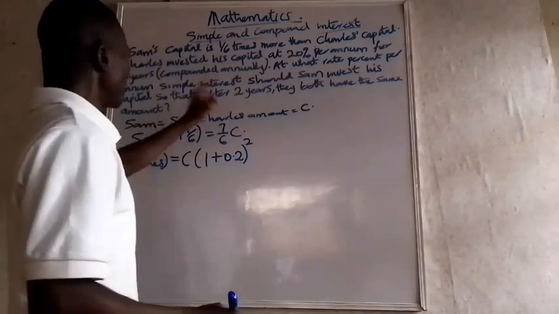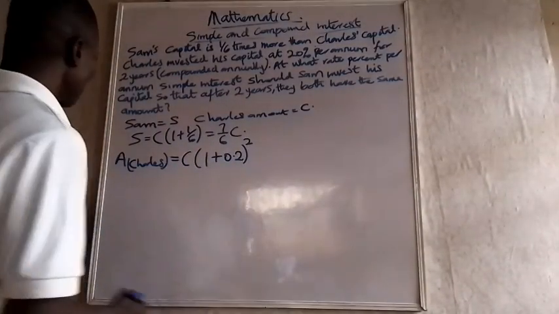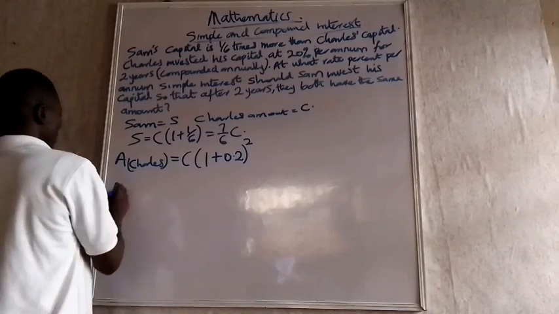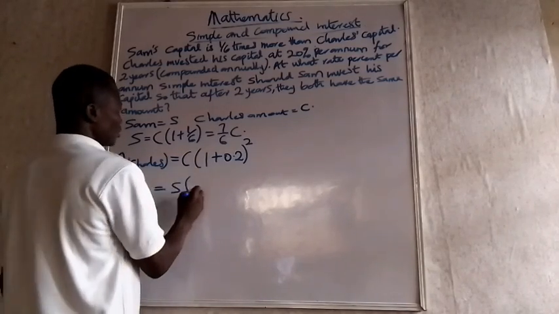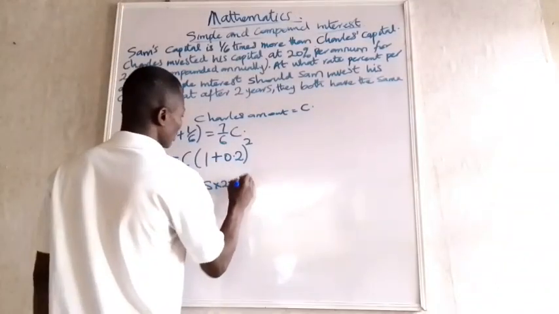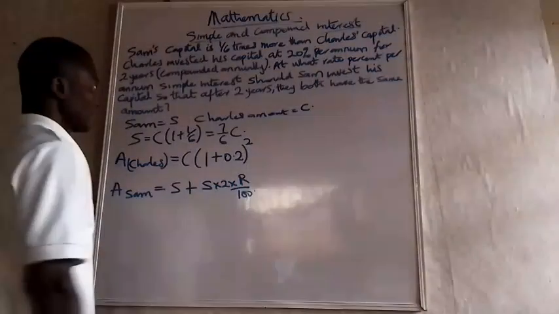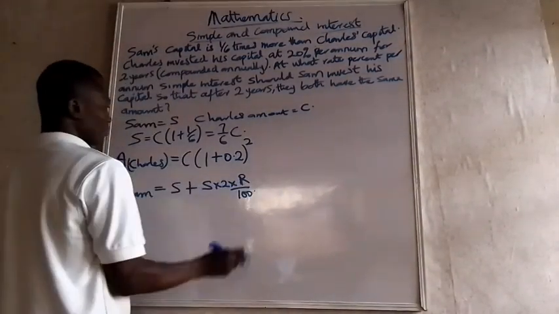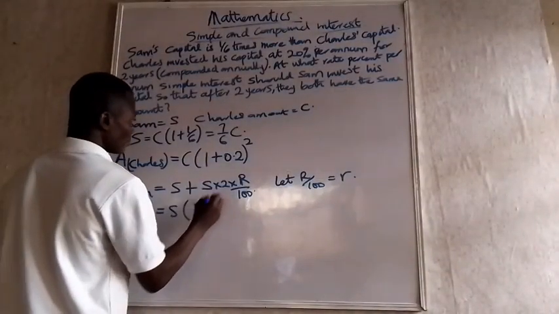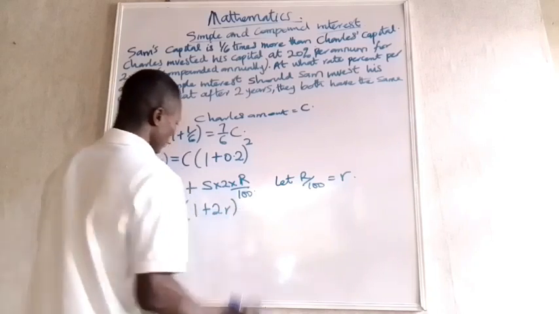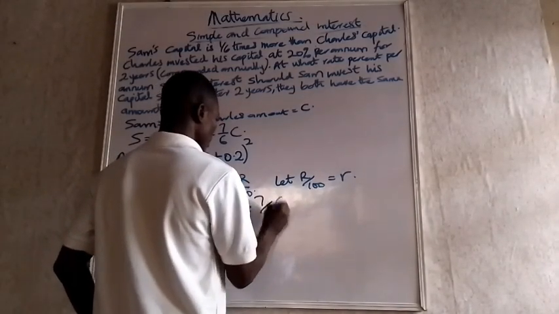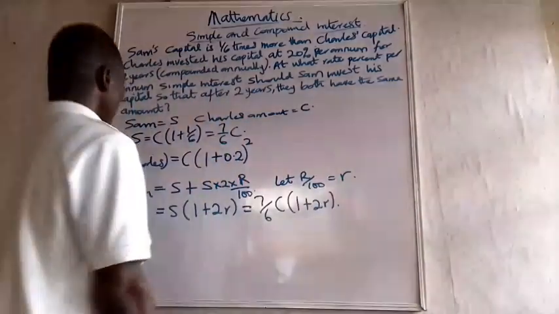We are now asked, at what rate per annum simple interest should Sam invest his capital so that after 2 years they both have the same? So let's say the amount for Sam after 2 years, A Sam, is equal to S plus principal times time times rate over 100. Let's make this R over 100 for ease. So we are going to have S into 1 plus 2R. We also know something about S. It is 7 over 6 C, into 1 plus 2R.